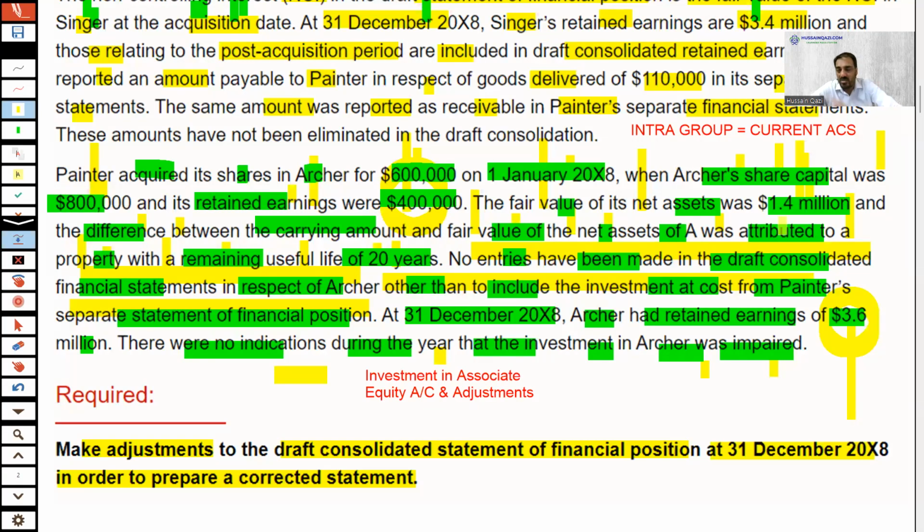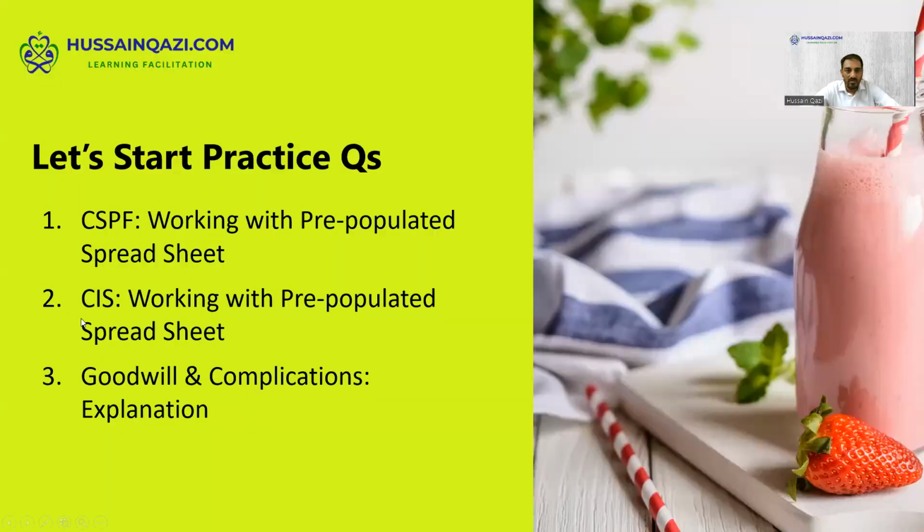So that is all about today's session, because I have made a practice for this question. Now, 2, 3 and even the fourth one, you have to attempt by yourself. I will share this Excel file, all the files, don't worry.